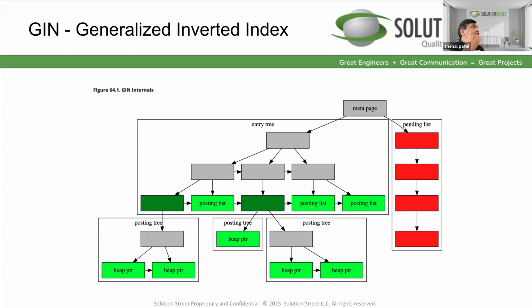So whenever a new insert or update is performed, it goes to the pending list. While performing search, Postgres goes to the actual tree as well as uses the pending list. Whenever vacuum runs, it goes to the pending list and those documents make it to the actual tree. Yeah, anyone has any question? Okay.